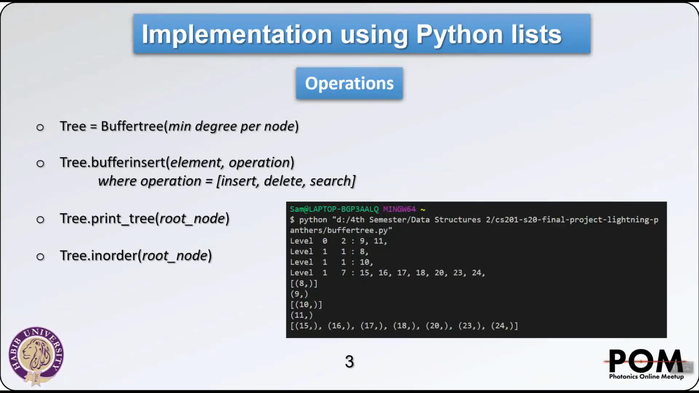The print tree function basically prints the tree level by level and each of its keys. The in-order function traverses the buffer tree in order and prints the keys in ascending order. Now over to Aga.